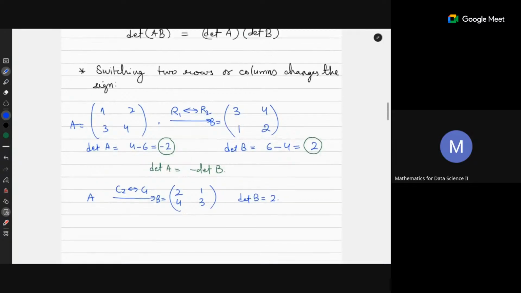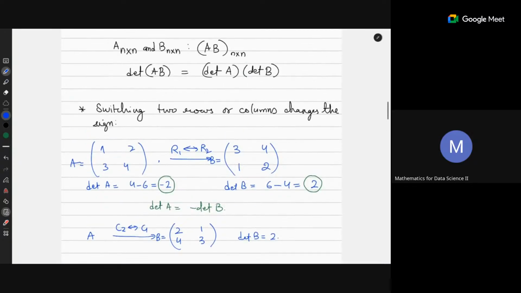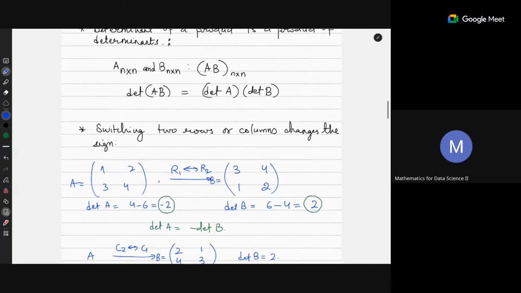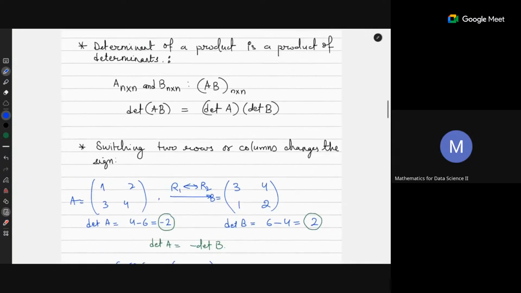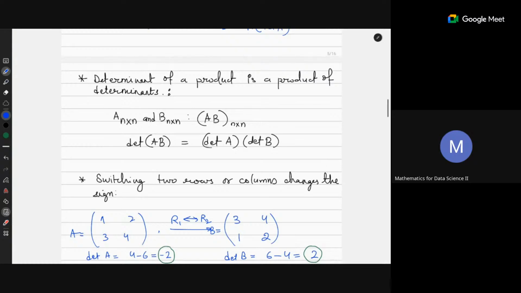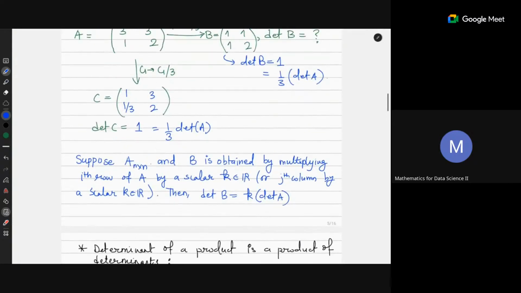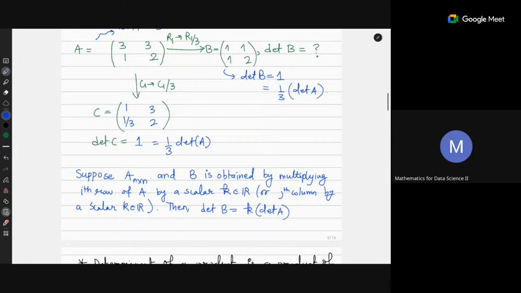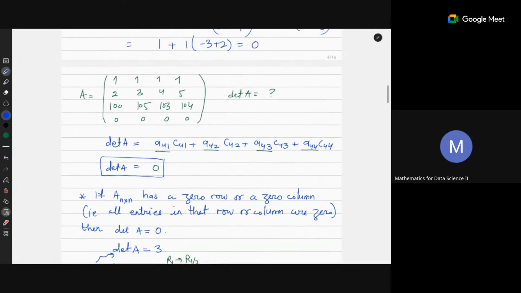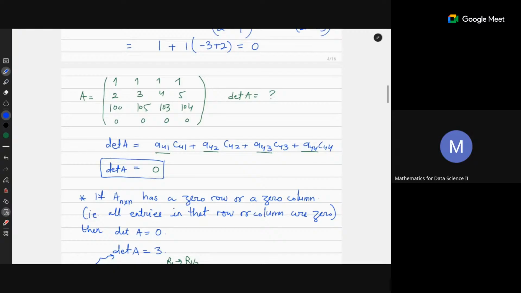So I have discussed basically 6 properties for computational ease. One of them: switching two rows or columns changes the sign. The determinant of a product is equal to the product of the determinants. If you multiply any row by a scalar or any column by a scalar, the determinant changes by that scalar too. If there is a row or a column with all entries 0, then the determinant is going to be 0.